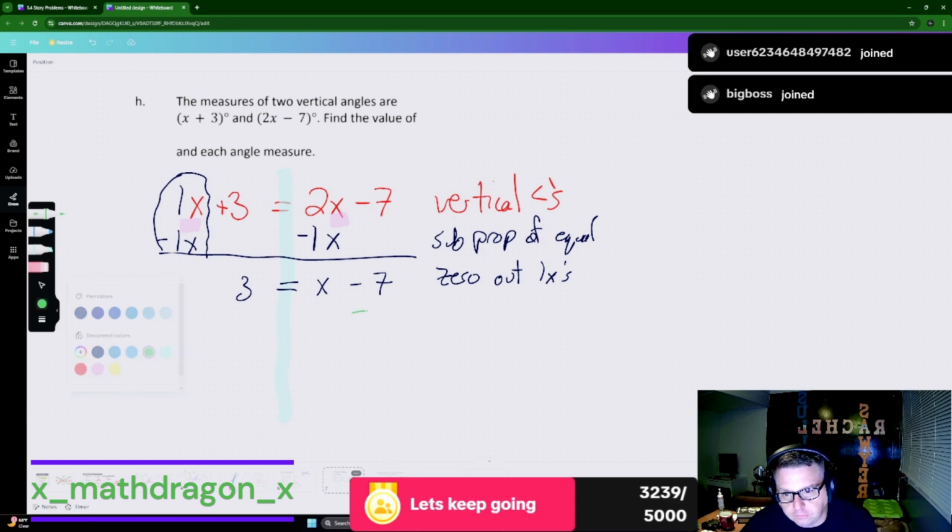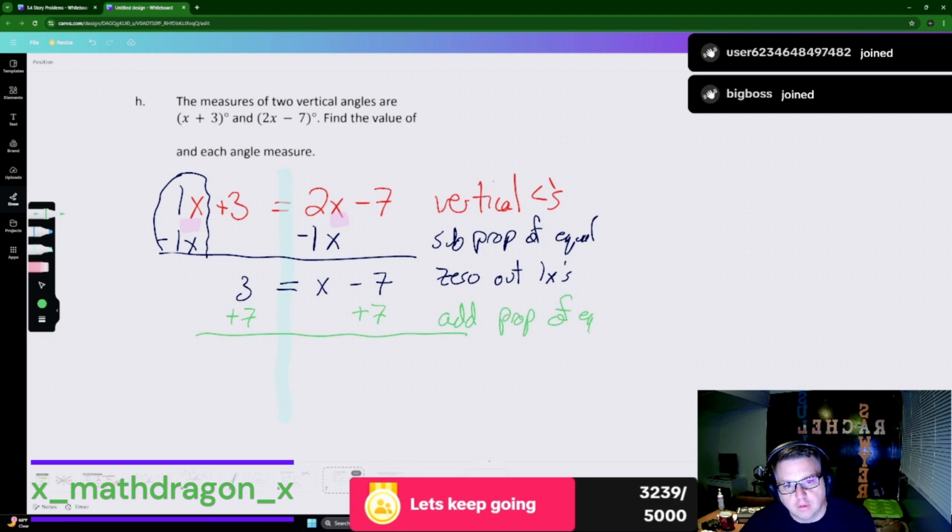Now, add 7 to both sides. So we're going to do the addition property of equality. Okay? And the reason we're doing that is because we are zeroing out the 7's. So that I'm left with x equals 10. Now, this question does tell us to keep going and find the measure of each angle.